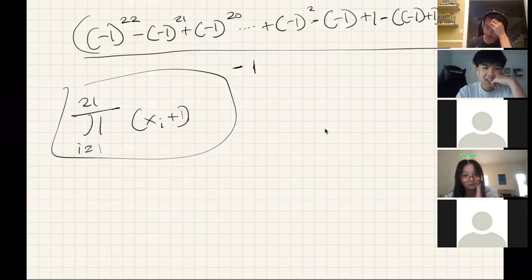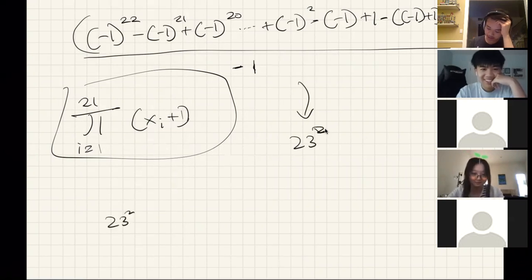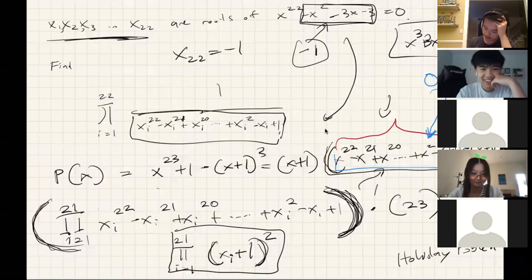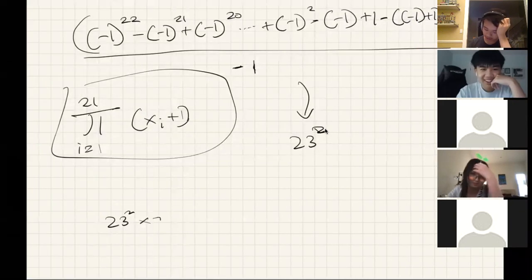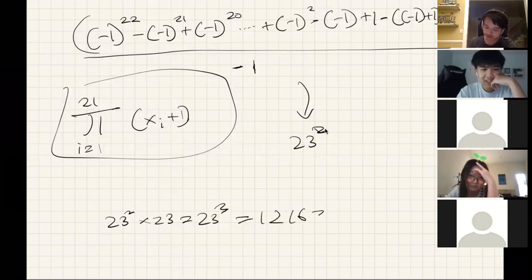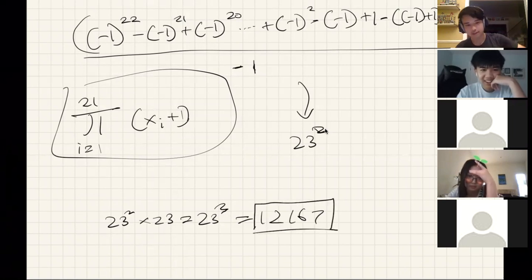But anyways, when we square this, it's going to evaluate to 23 squared, and then we multiply 23 squared by this term over here, and we get 23 cubed, which is equal to 12,167. I definitely did not just read that off of my notes. I definitely did all the computation in my head.